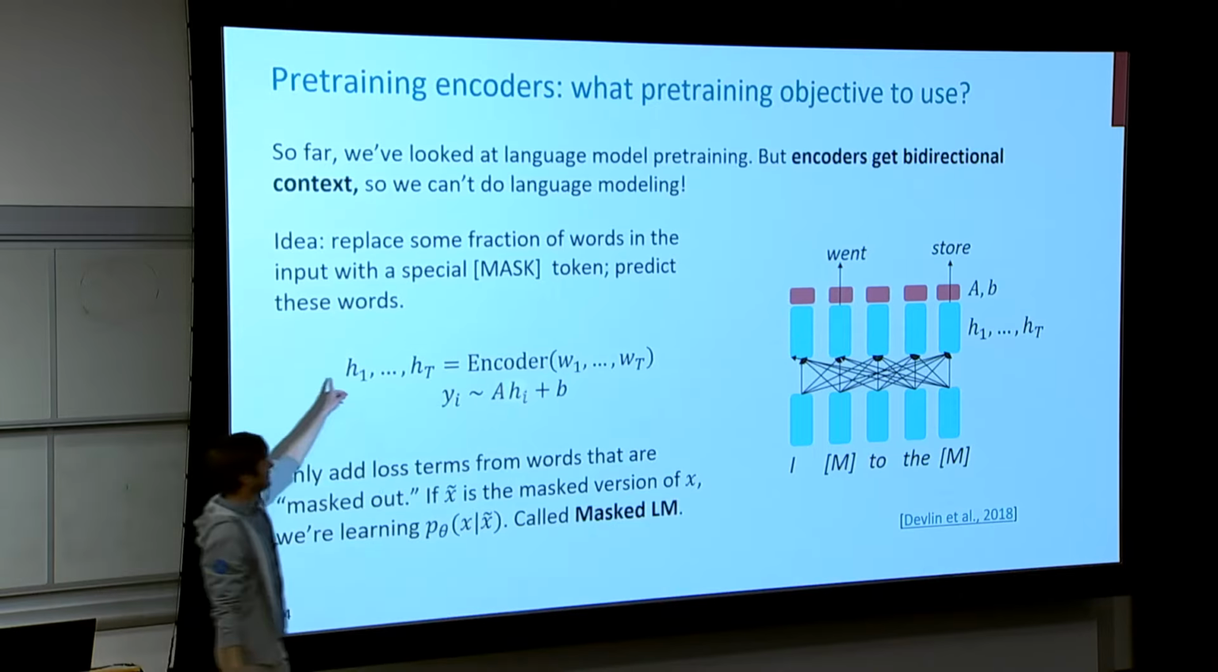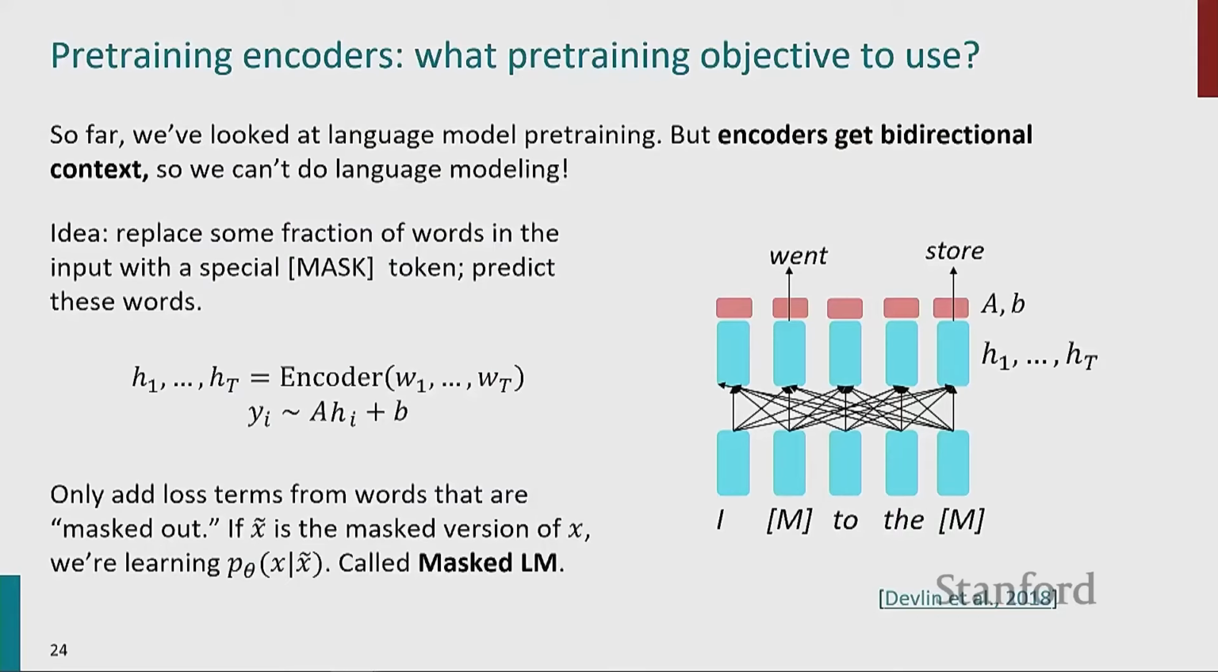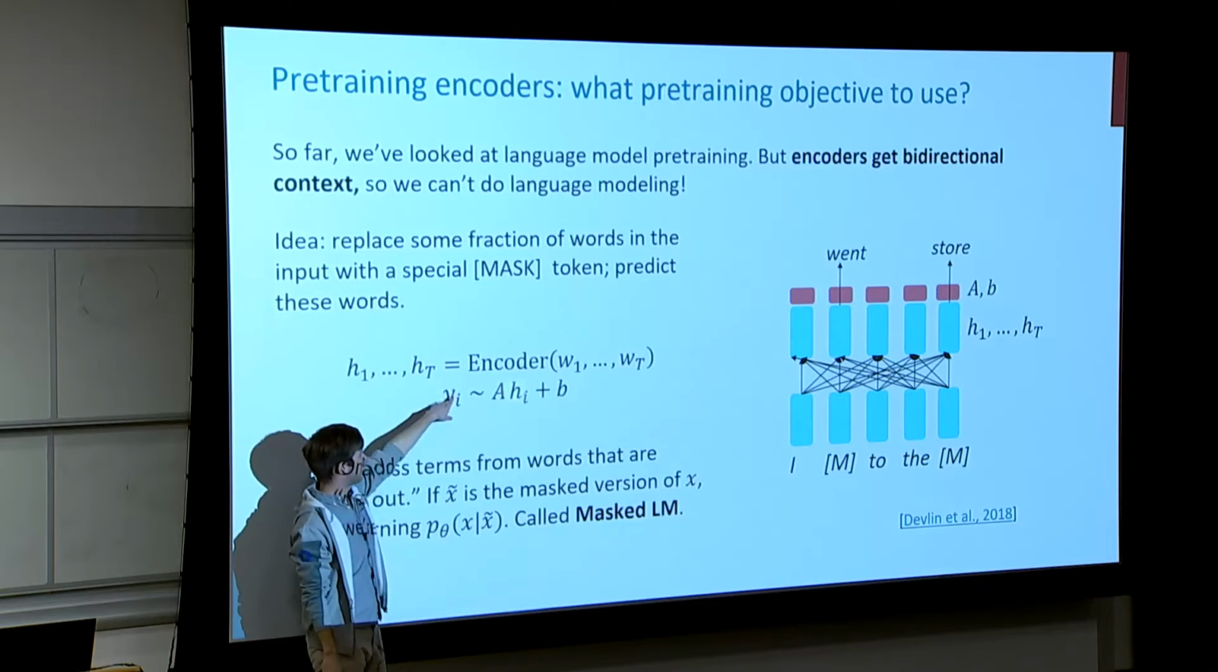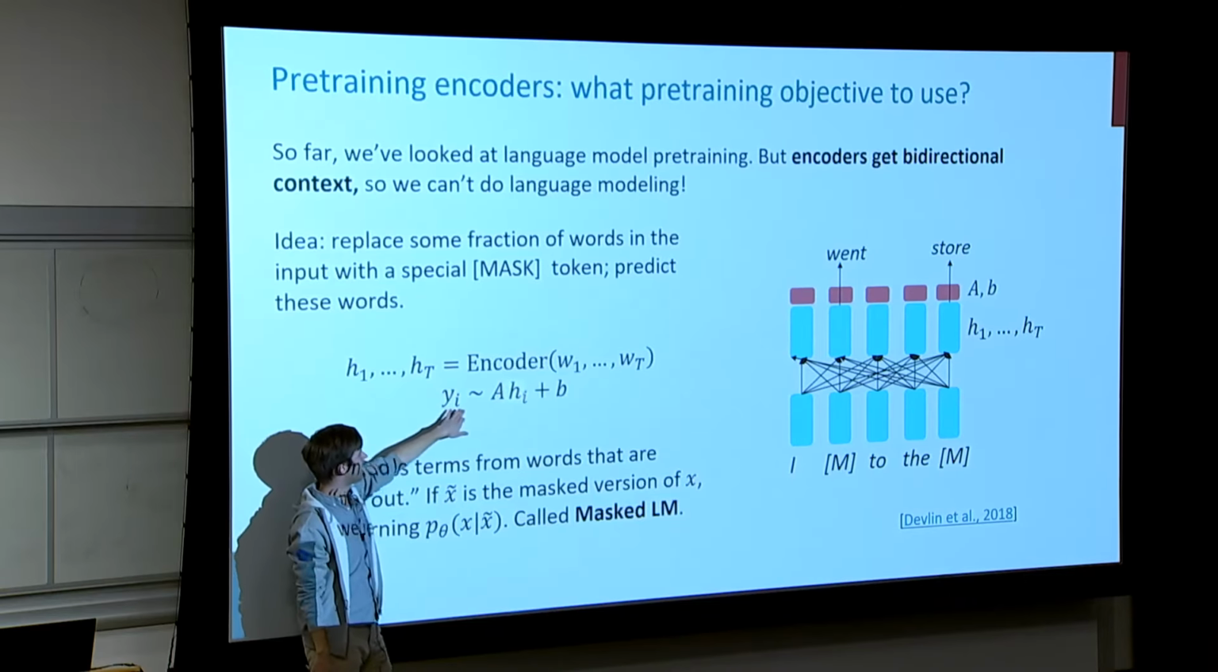Okay, and so maybe I get this sequence of vectors here, one per word, which is the output of my encoder in blue. And then I say that for the words that I want to predict, I draw them.